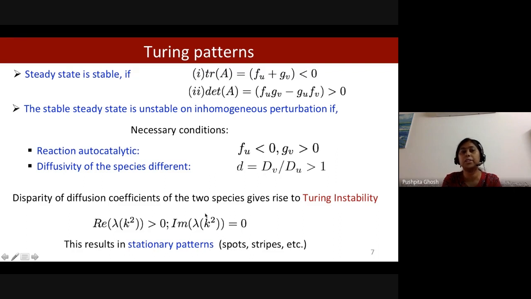Under such conditions, you can see from the dispersion relations that the real part of the eigenvalues, or the growth rate of the perturbation, can become positive, and it can result in a stationary pattern. So this is, briefly, the theory behind the Turing pattern. Now, as I mentioned, achieving this condition in a realistic chemical system is not easy.